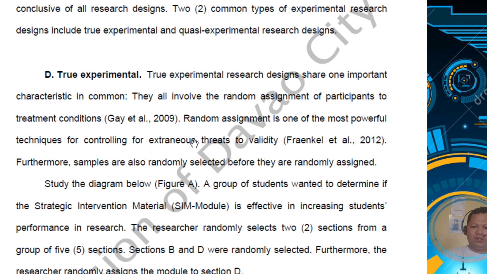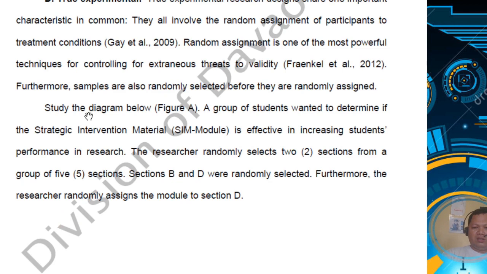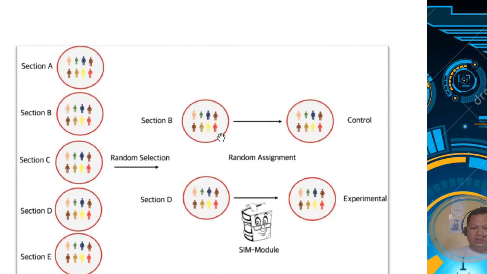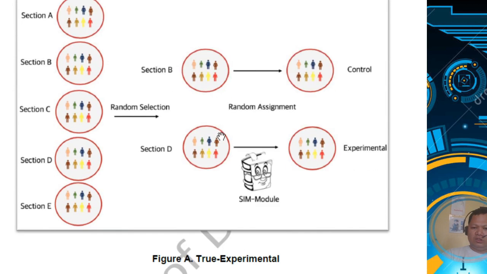Furthermore, samples are randomly selected before they are randomly assigned. So as you observe, it involves random sampling. You're going to select random participants, then after that you're going to select randomly which participants will be given the treatment. So we have this diagram in the strategic intervention material or SIM model. Let's look at this diagram. This is an example of a true experimental research design.